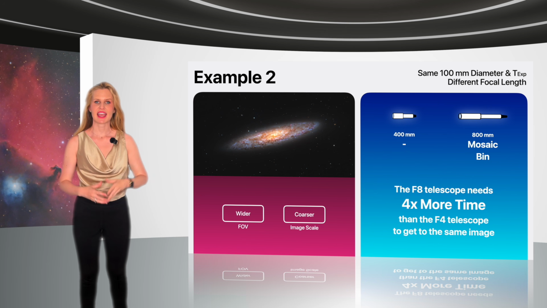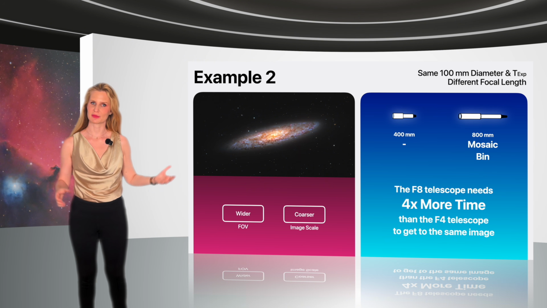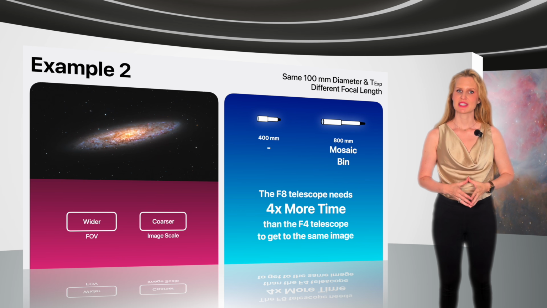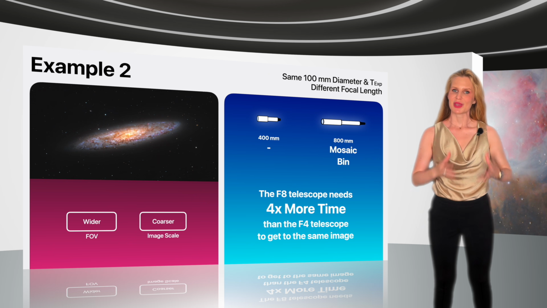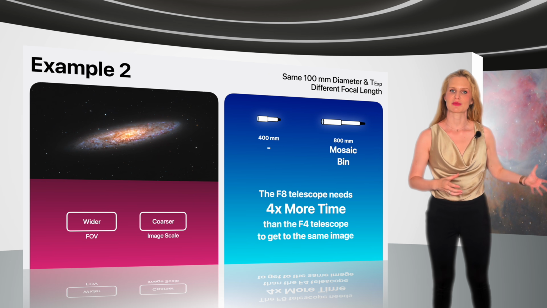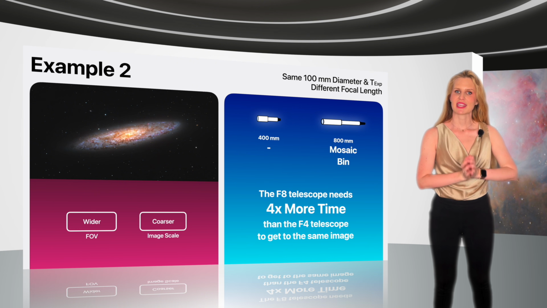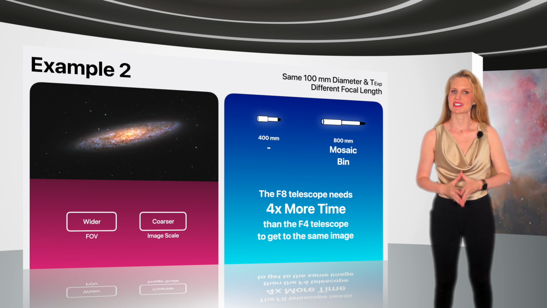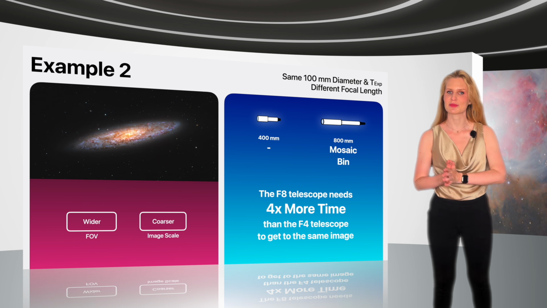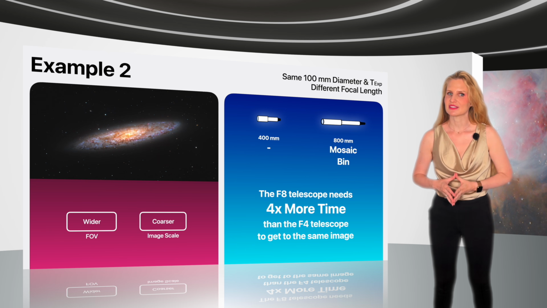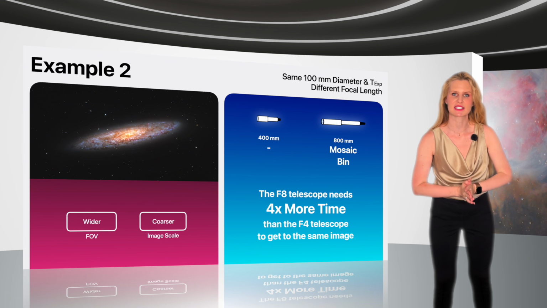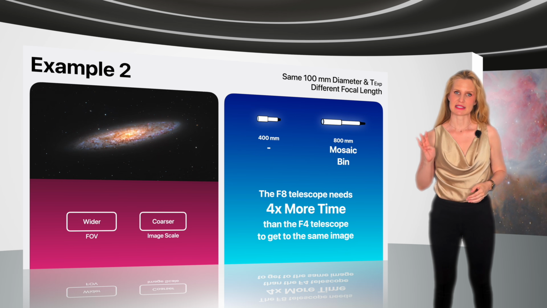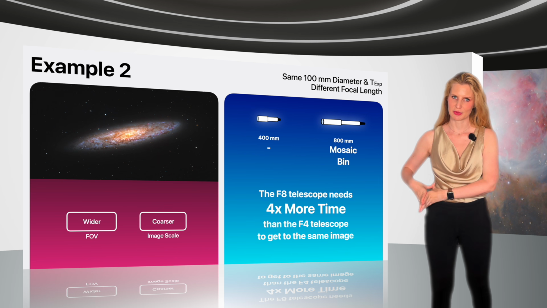Let's start by asking, how can we get the wide field image from the slower f8 telescope? Since we need a wider field of view, we need to create a mosaic. The individual images from the slower telescope are dimmer, but we also know that the fast scope produces a lower resolution result. That means we can bin the mosaic panels from the slower telescope, reducing resolution and improving signal-to-noise. As a result, instead of needing 16 times longer, as raw pixel count might suggest, we only need 4 times as long to match the image from the faster scope.